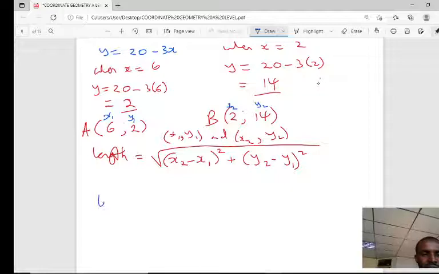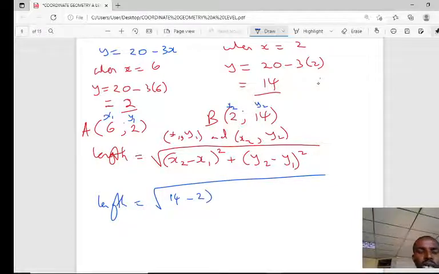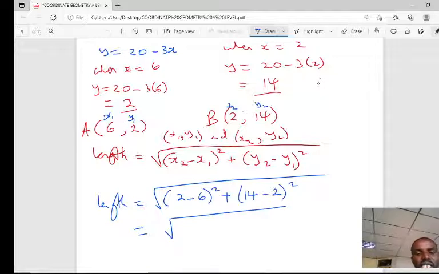So the length will be equal to the square root of, let me use x first, x2, which is 2, minus x1. What is x1? X1 here is 6, squared, then plus y2. What is y2? 14 minus y1, 2, squared. Like this, which is the square root of 2 minus 6 is minus 4, 4 squared is 16, plus 14 minus 2 is 12, squared is 144.